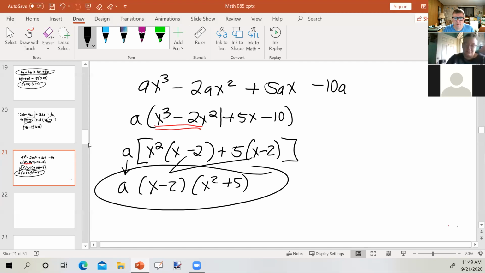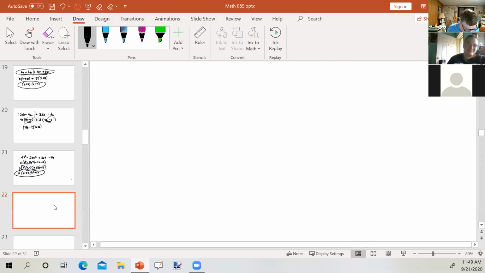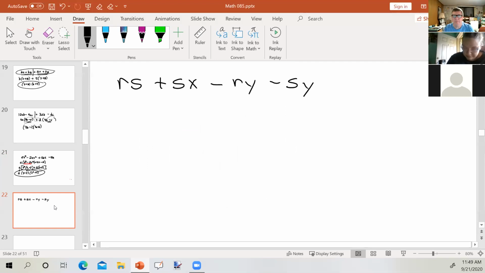Any questions there? Okay, let's take a look at this one. RS plus SX minus RY minus SY. So looking at all 4 terms, I don't see a greatest common factor other than a 1. So I'm going to split it up into 2 groups of 2.